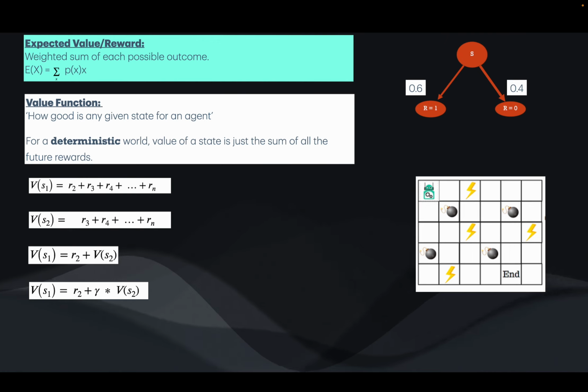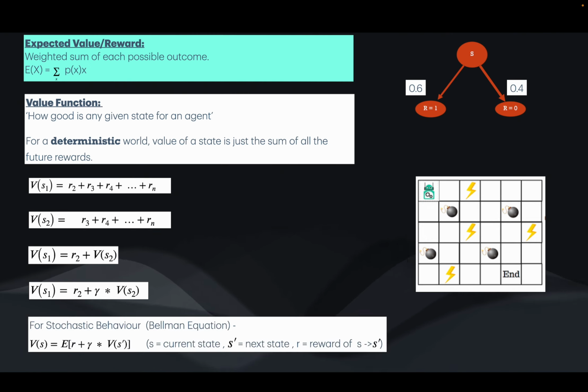So we can bring in this discount factor and represent the value function like this. For stochastic behavior, we use the Bellman equation. Here we cannot simply sum all the future rewards, so we need to take the expected value of the future rewards, which I already talked about at the start of this slide. So V(s) is nothing but the expectation of r plus the discount factor multiplied by V(s').